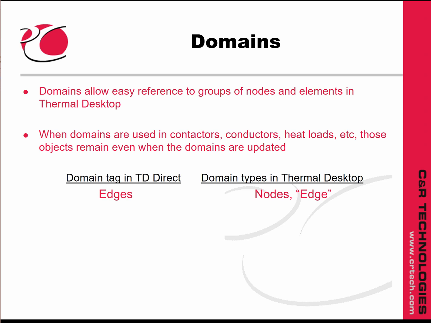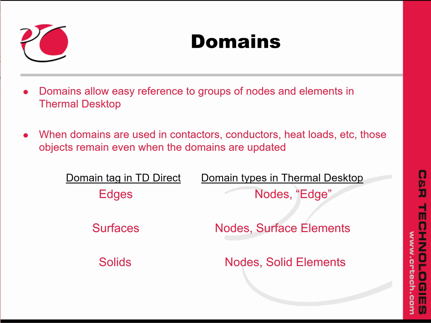A domain can be applied to an edge, surface, or solid. If you apply a domain in TD Direct to an edge, it will give you a domain set of the nodes on that edge in Thermal Desktop. It will also create a domain set of the edges, which can be used in edge contactors. If you apply a domain to a surface, you'll get a domain set of the surfaces and another domain set of the nodes. And if you apply a domain to a solid, you will get domain sets of the solids and of the nodes in Thermal Desktop.